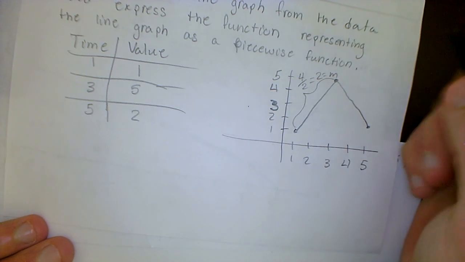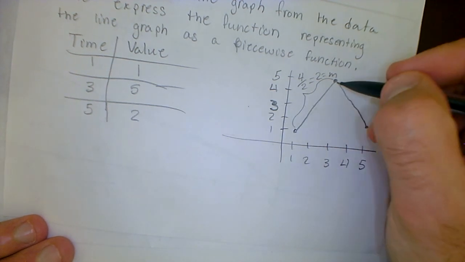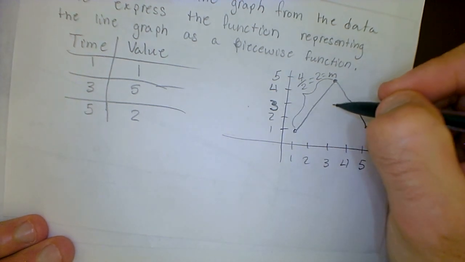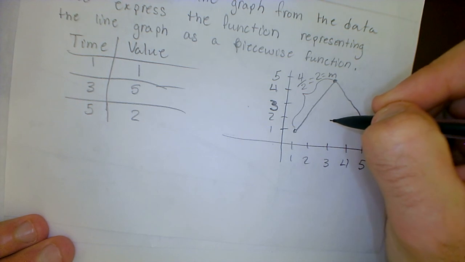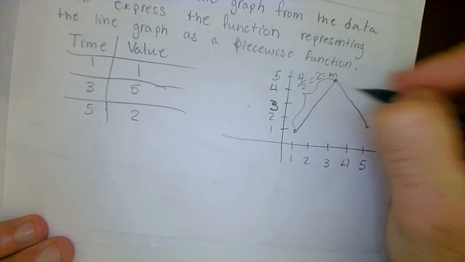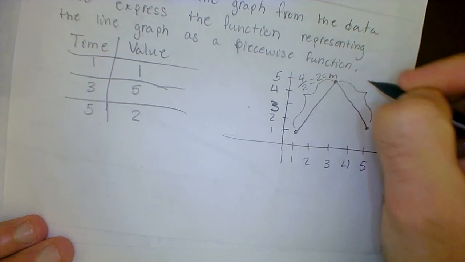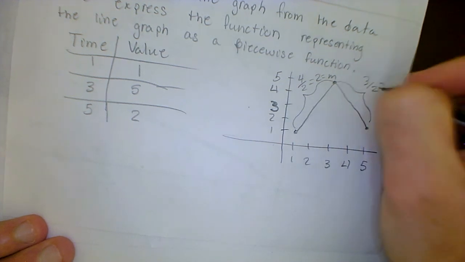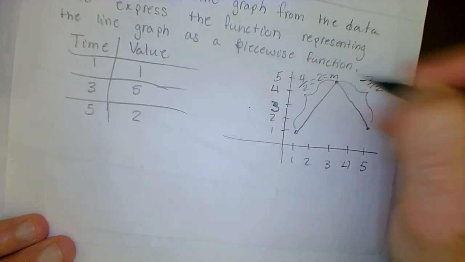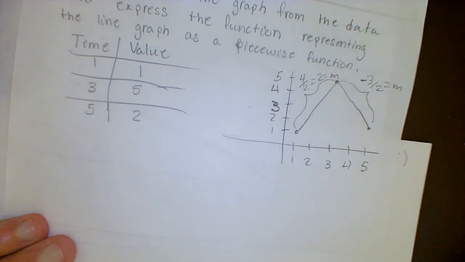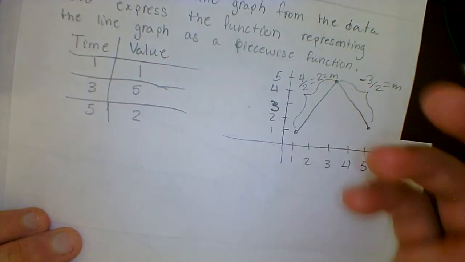Right, and I could do the same thing here. Let's see, it goes down 1, 2, 3 and over 2. So the slope here should be 3 over 2, but negative, right? Because we're going down from left to right. And this one's positive because we're going up.